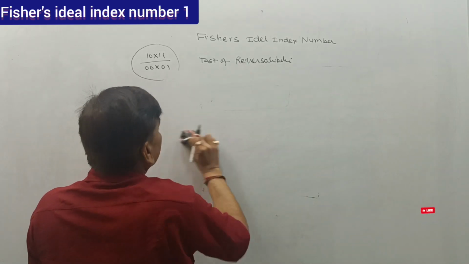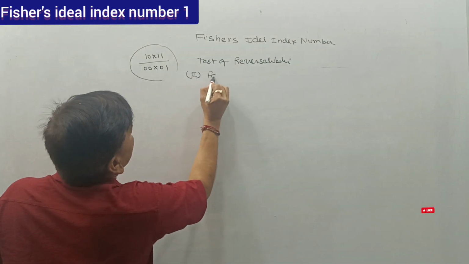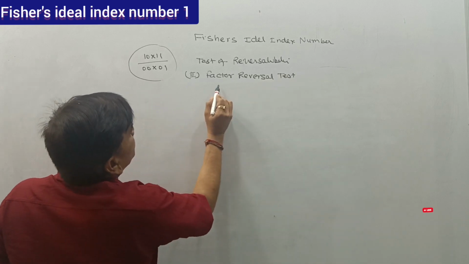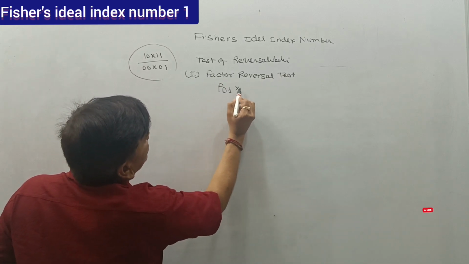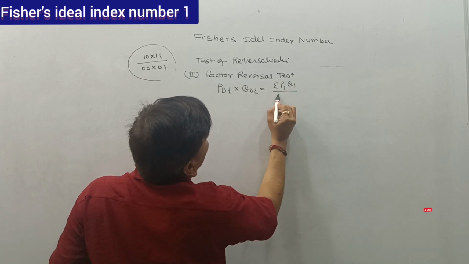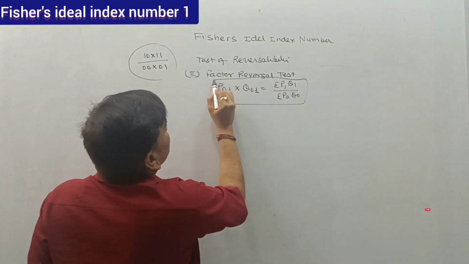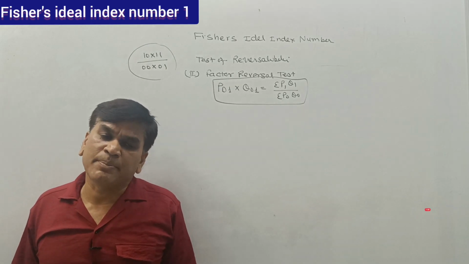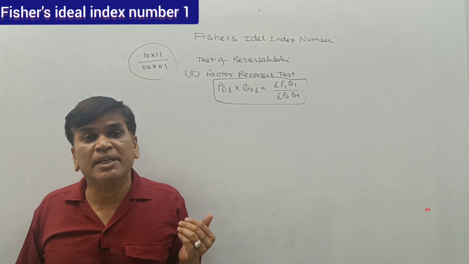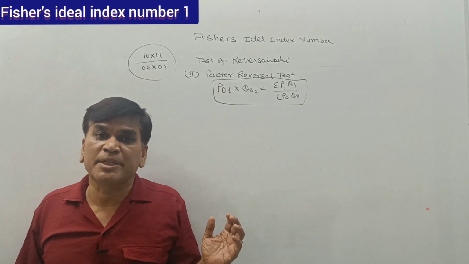The second test is called the factor reversal test. The price index multiplied by the quantity index should be equal to ΣP1Q1 divided by ΣP0Q0. The factor reversal test says that the price index, P01, and the quantity index, Q01, the multiplication of both, the price index of the current year on the basis of the base year and the quantity index of the current year on the basis of the base year, should be equal to ΣP1Q1 divided by ΣP0Q0.